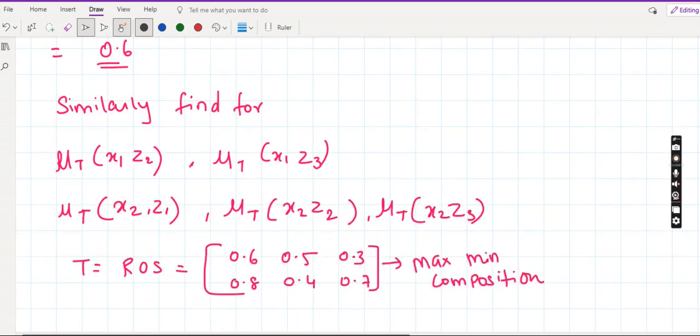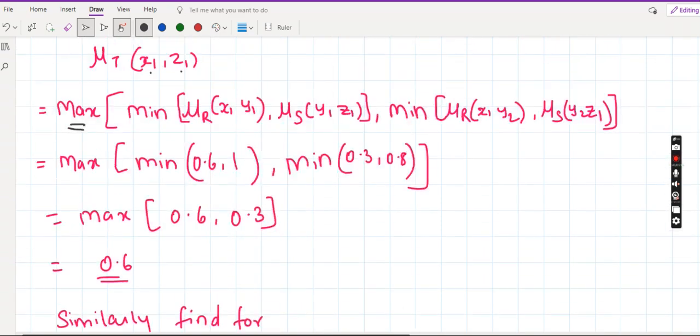Similarly, you have to find it for all the other combinations, which are x1 and z2, x1 and z3, x2 z1, x2 z2 and x2 z3. So T will be given by this matrix, which is called the max min composition.